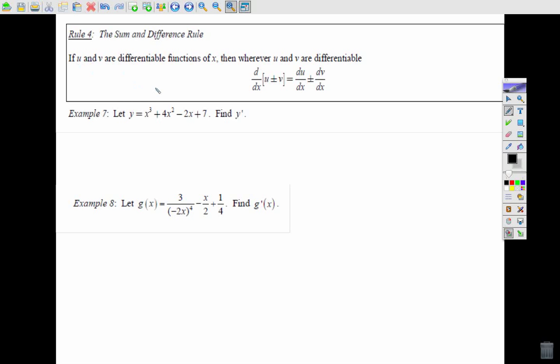If you have two functions, u and v, in calculus we always use u and v as the functions in rules. I don't know why. They just picked a u and a v, and that's pretty much what you see from here on out. So if we have a function u and a function v, and they are added together, you can find the derivative of them separately. If they were added before, then they're going to be added in the answer. If they were subtracted before, they're going to be subtracted in the answer.